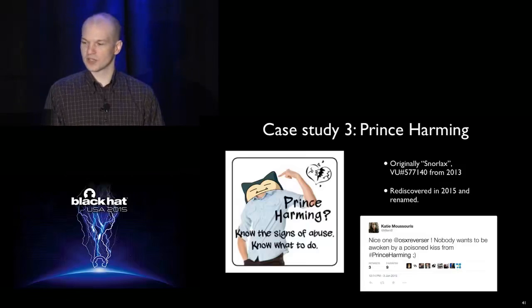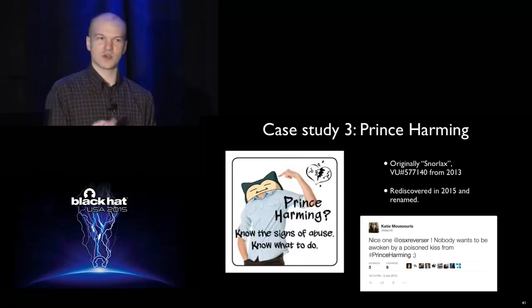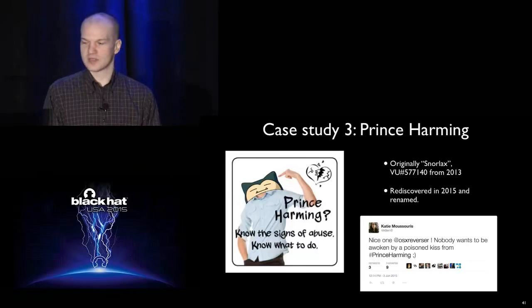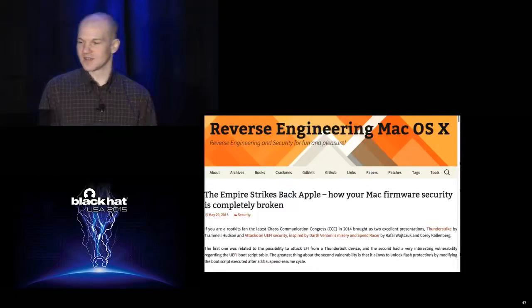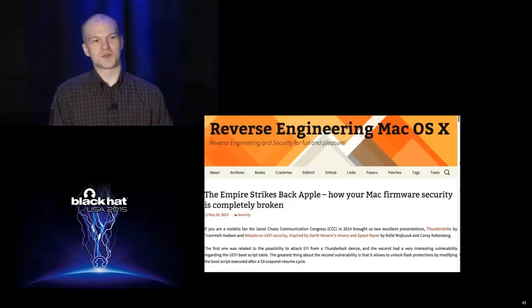So the Prince Charming vulnerability was found by Pedro Vilaça, and he didn't want to give it any particular name, but Katie Moussouris came along and said, let's call it Prince Charming because Prince Charming wakes you up with the poison kiss, and it's all very sketchy. You've got this vulnerability thanks to the poison kiss of Prince Charming.